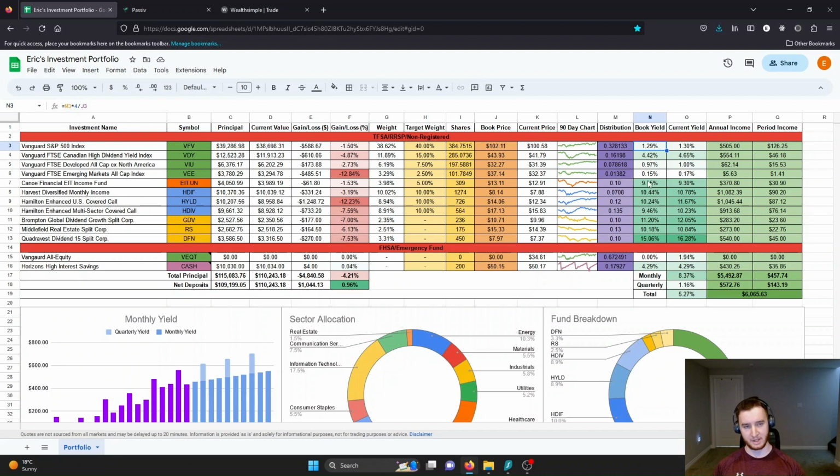the book price that I have, I can calculate my book yield. So here I have my book yield for VFV is 1.29%, which is not far off the current yield. So the book yield, some people call it yield on cost, but yeah, I just call it book yield. So you can see, if you're down on an investment, your book yield is generally going to be lower than the current yield. For example, for HYLD, my book yield's about 10.24%, but if you're down on it, you can get a current yield of around 11.67%. So I like to use that in my investing decisions to see where I can increase my yield in general.